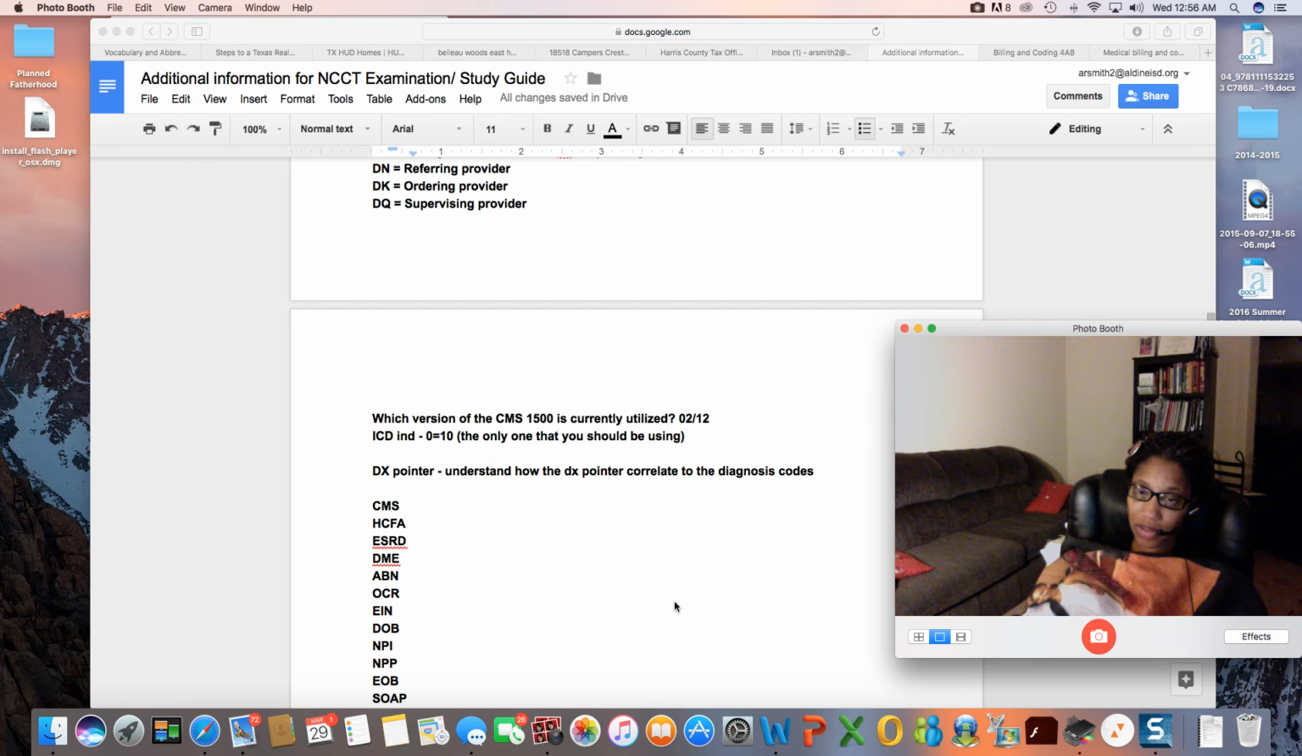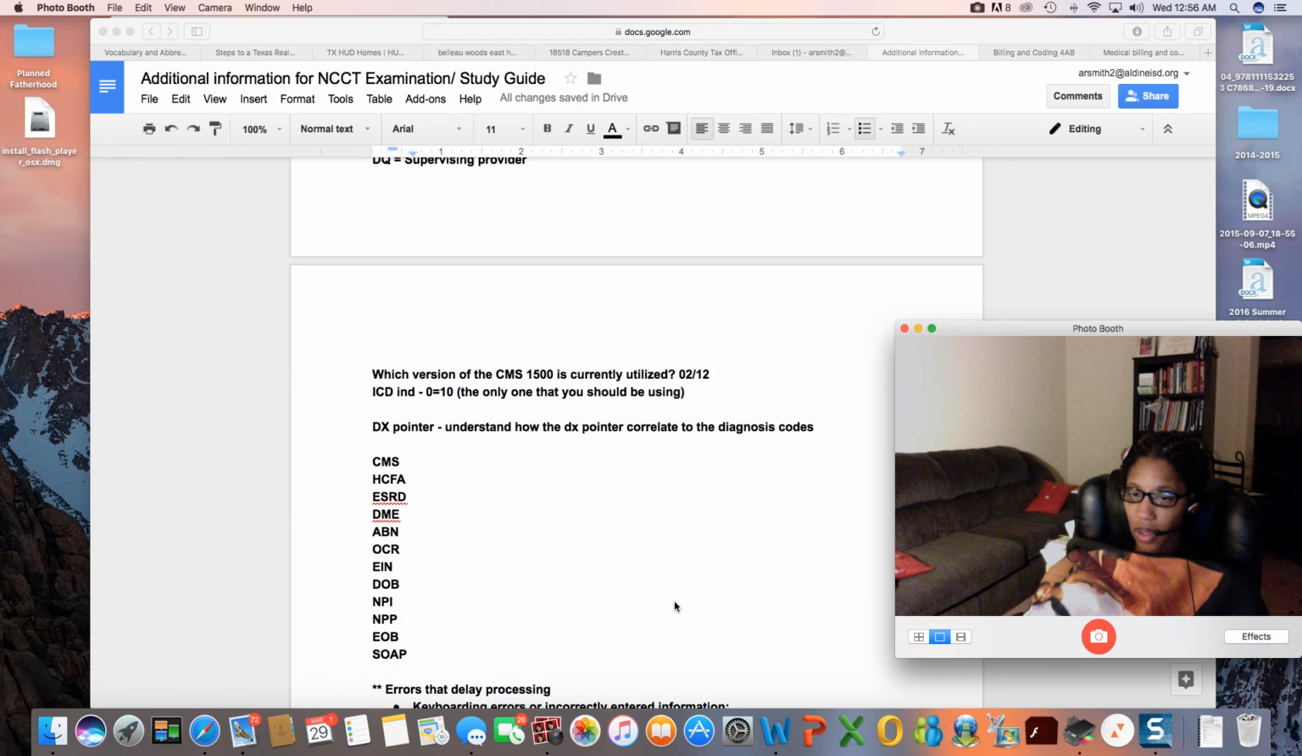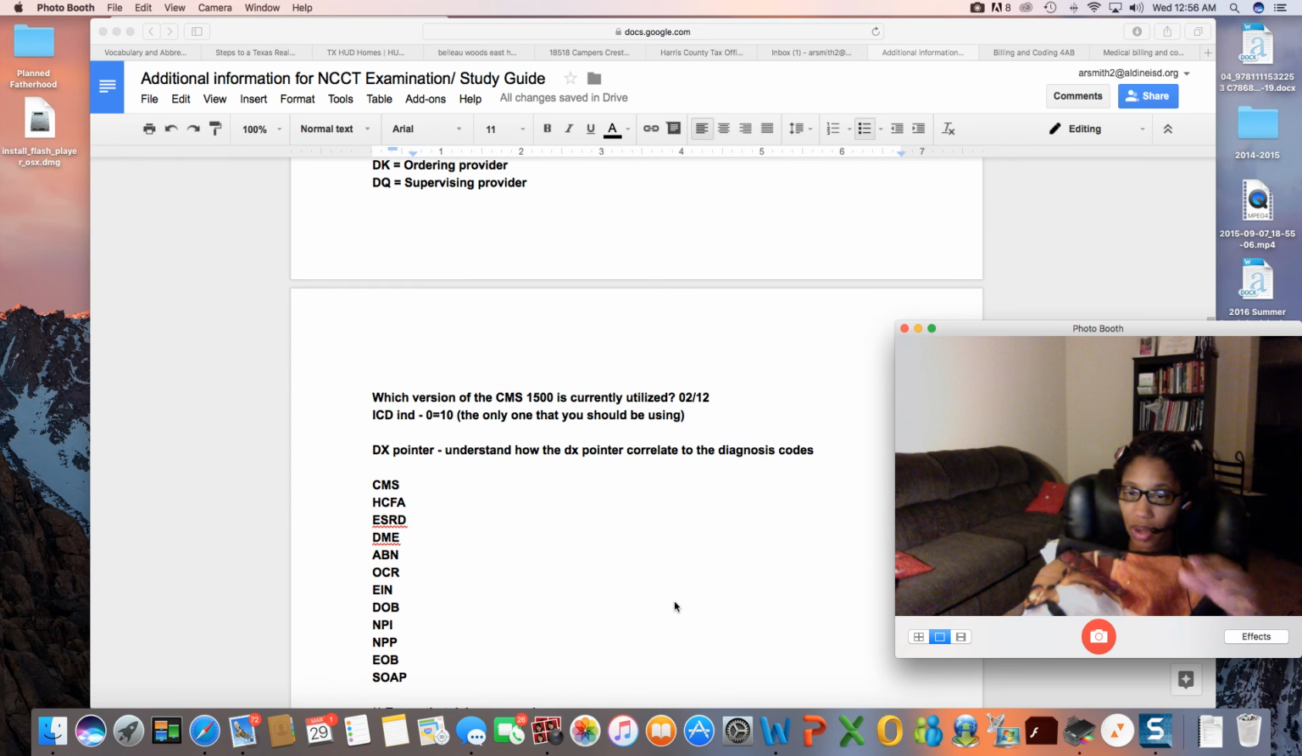DX, diagnosis pointer. You need to understand how the diagnosis pointer correlates to the diagnosis codes. So you may want to pull out one of your CMS 1500s and review that. These you should already have on note cards, so I'm not going to go over them.